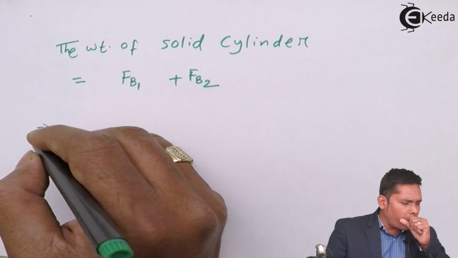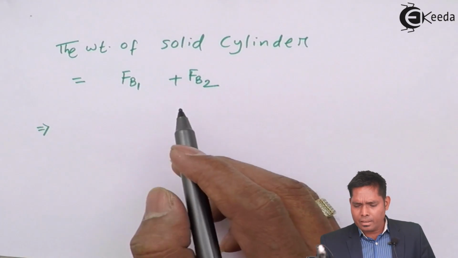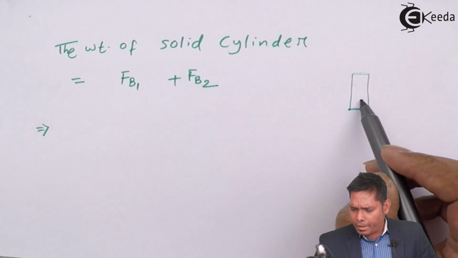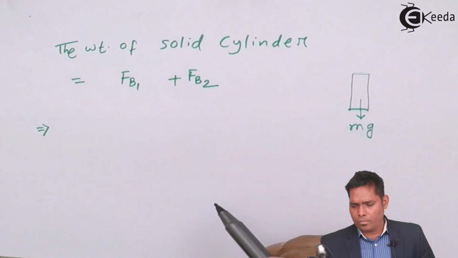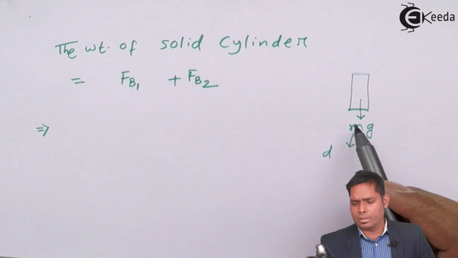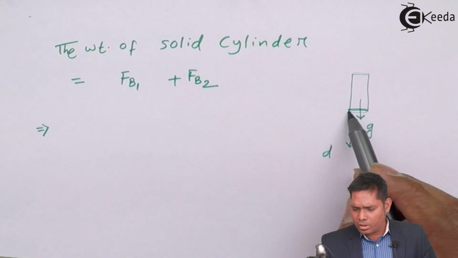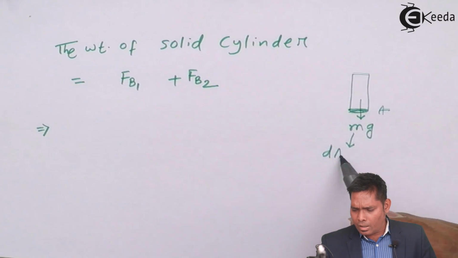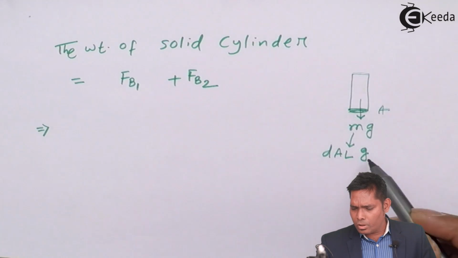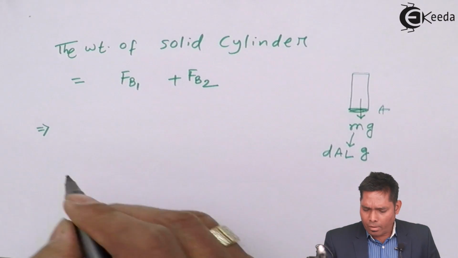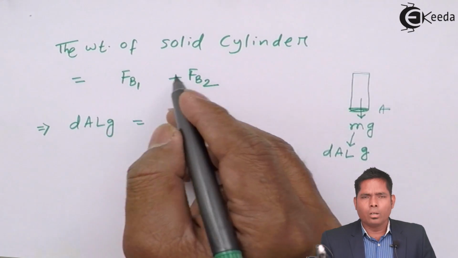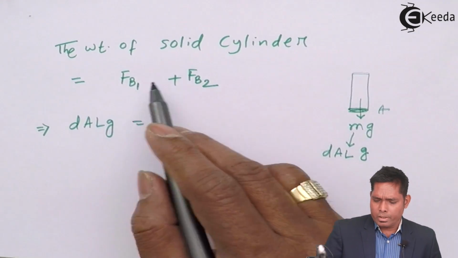This implies that the weight of the solid cylinder. So this is the cylinder. Its weight will be mass into g. And what is the mass? Mass is density, that is D, the density of the cylinder, times volume. Suppose the area of cross section of the cylinder is A. So it's A into the total length, that is L, and g is there. So this is the weight of the solid cylinder. So I'll write DALg from here, which is equal to the buoyancy force due to the two liquids.